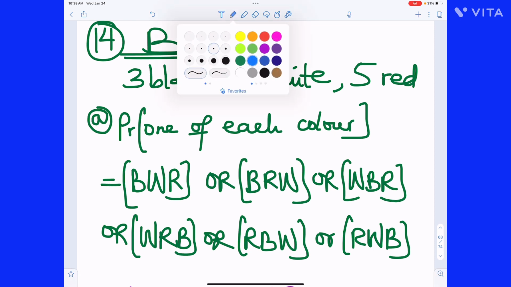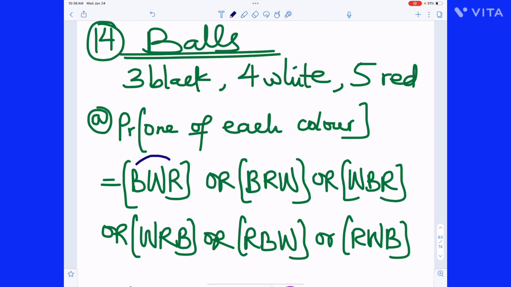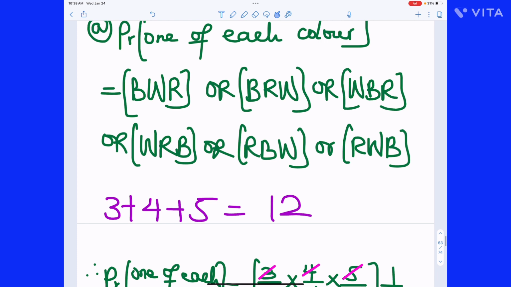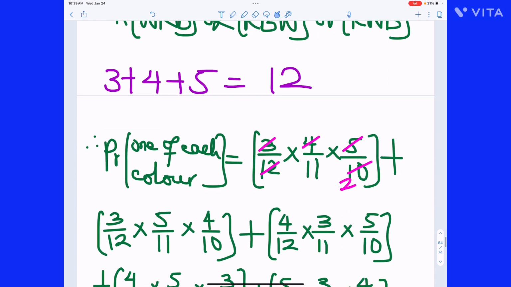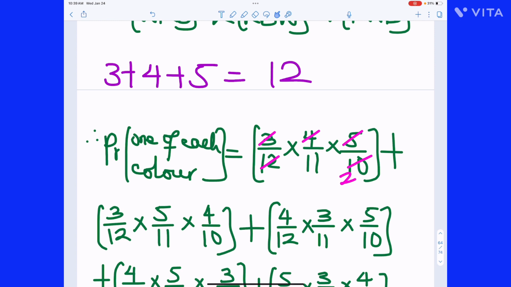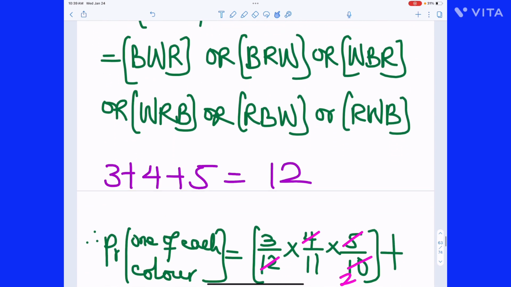The probability of picking 1 of each color is the same as the probability of picking black first, white next, red last, or black, red, white, or white first, black next, red last, or picking a white first, a red next, and a black last. So we now compute all the different ways of getting that. The total number of balls is 3 plus 4 plus 5, 12. What's our first combination? Black, white, red.